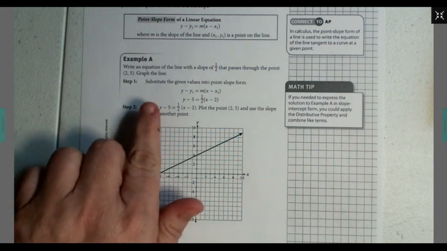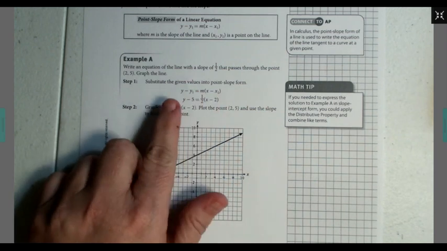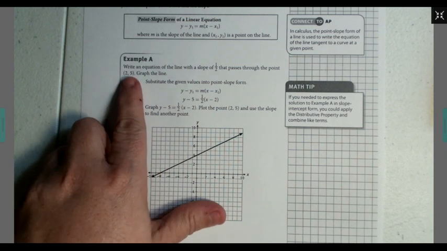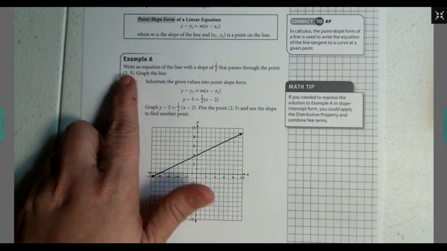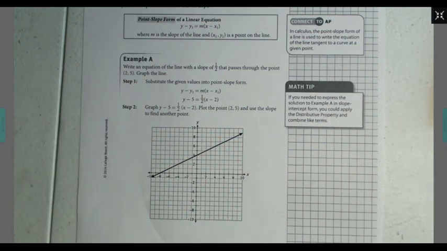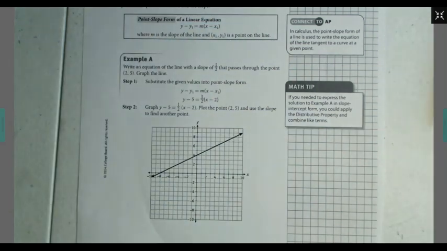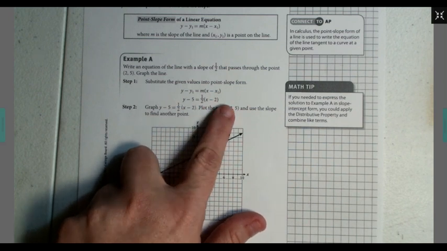So, they substitute the given values into point-slope form. I was given m, that was 1/2, and I was given a point on the line, which was 2, 5. 2 will represent my x1, 5 will represent my y1. Now recall that the equation says y minus y1, x minus x1. So whenever you plug these into the equation, it's going to say y minus 5, x minus 2.